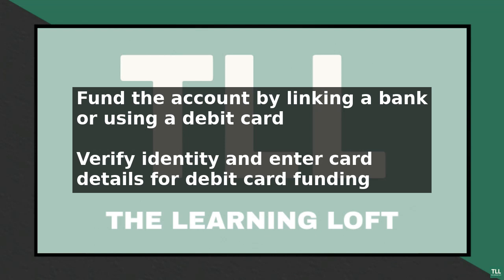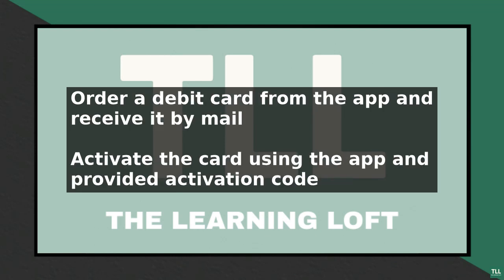To activate your debit card, log into the Stash app and navigate to the Card section. Click on Activate Card and enter the card details and the activation code that was sent to you via email. After activating your debit card, you can start using it to make purchases and withdraw cash from ATMs.